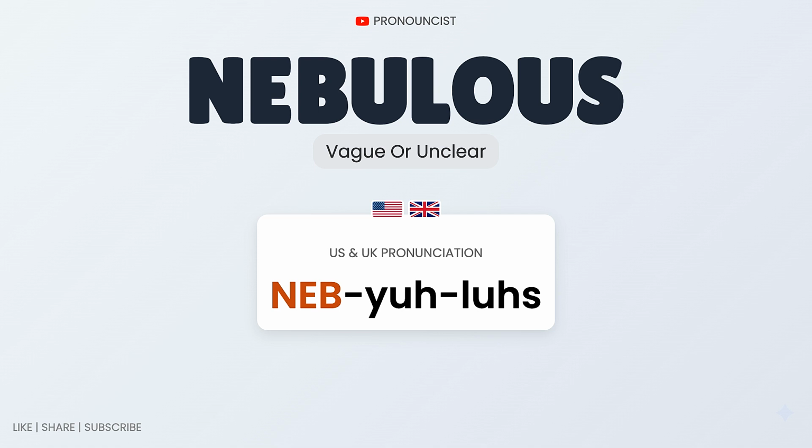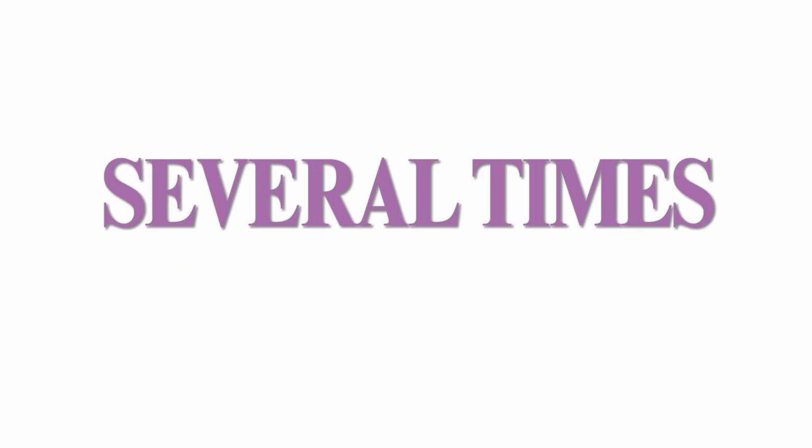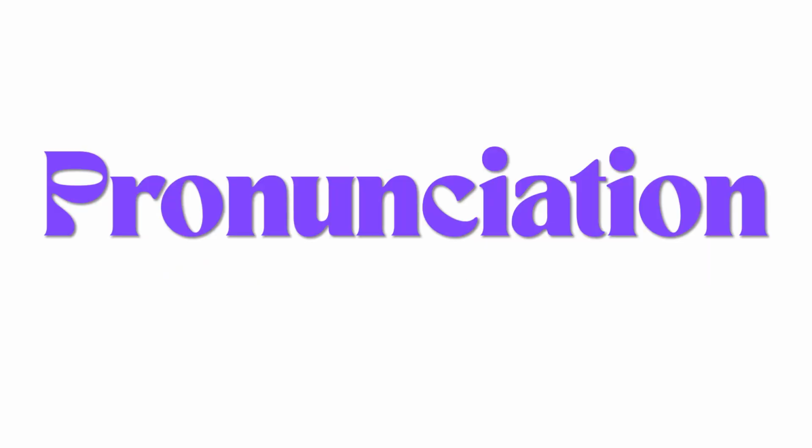The best way to practice is to repeat the syllable multiple times. The meaning of the word is vague or unclear. Try repeating this word several times to improve your pronunciation.